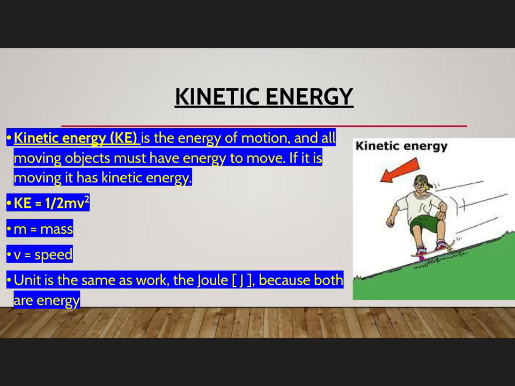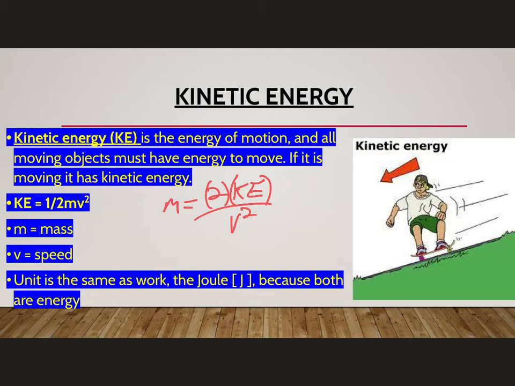So if we wanted it for mass, it would just be 2 times kinetic energy, because you get rid of the 1/2 by multiplying by 2, right? So multiply those two and divide it by the velocity squared.